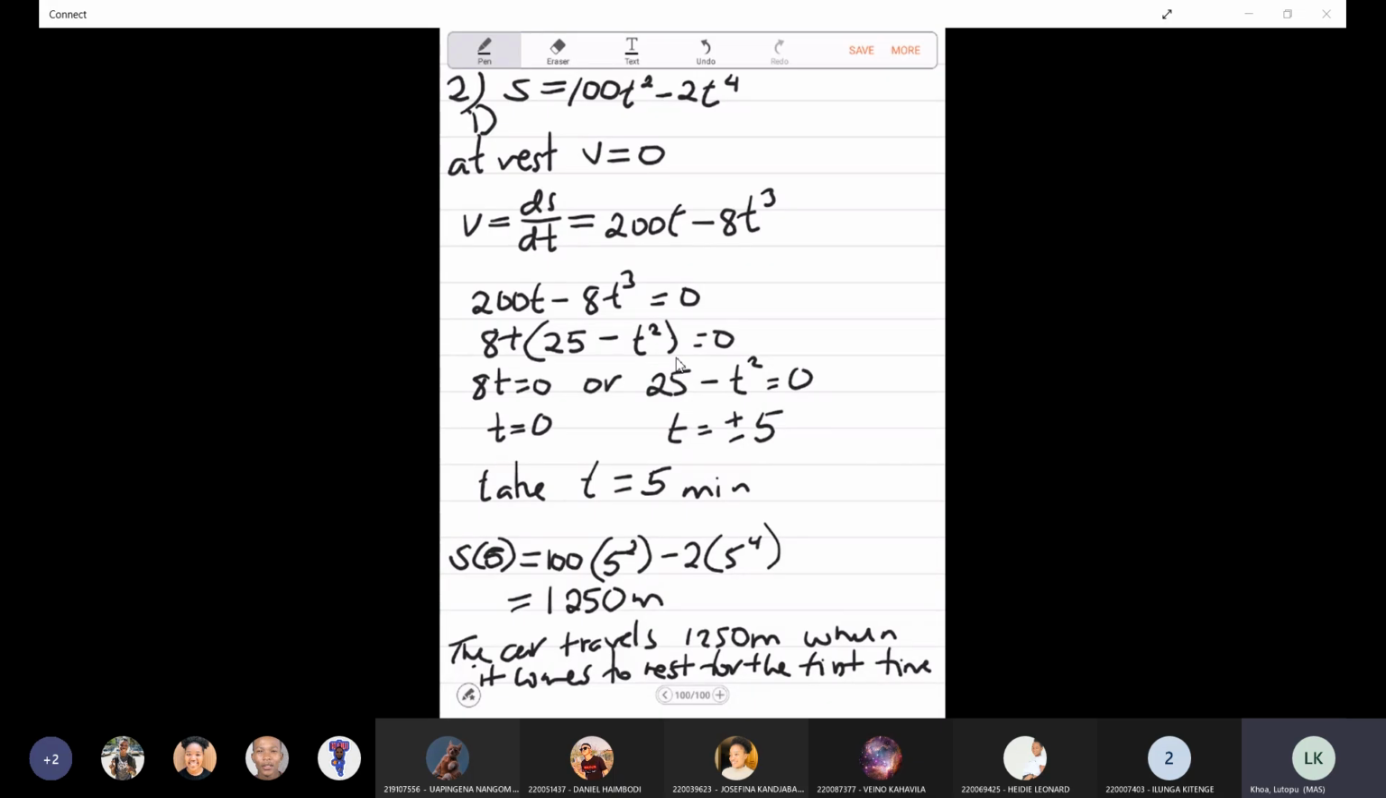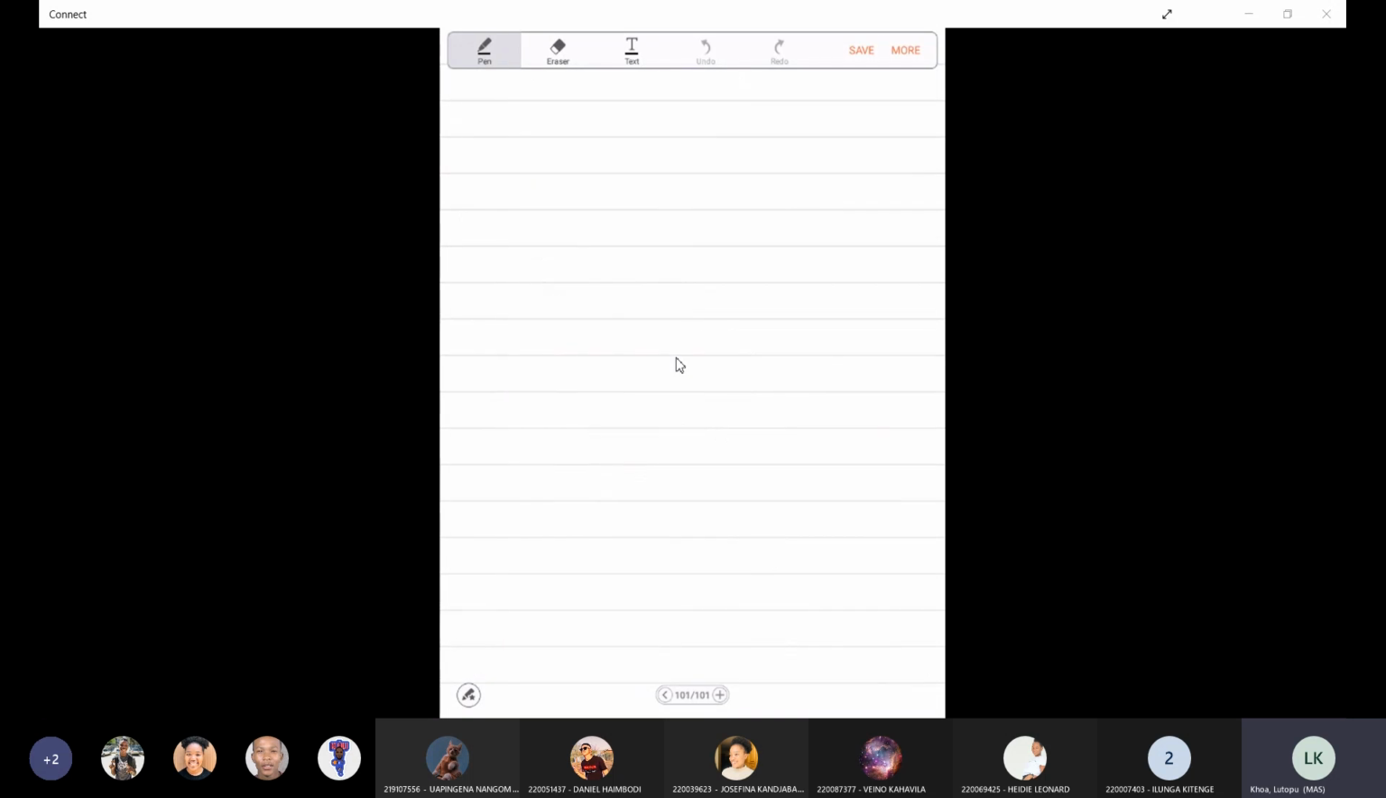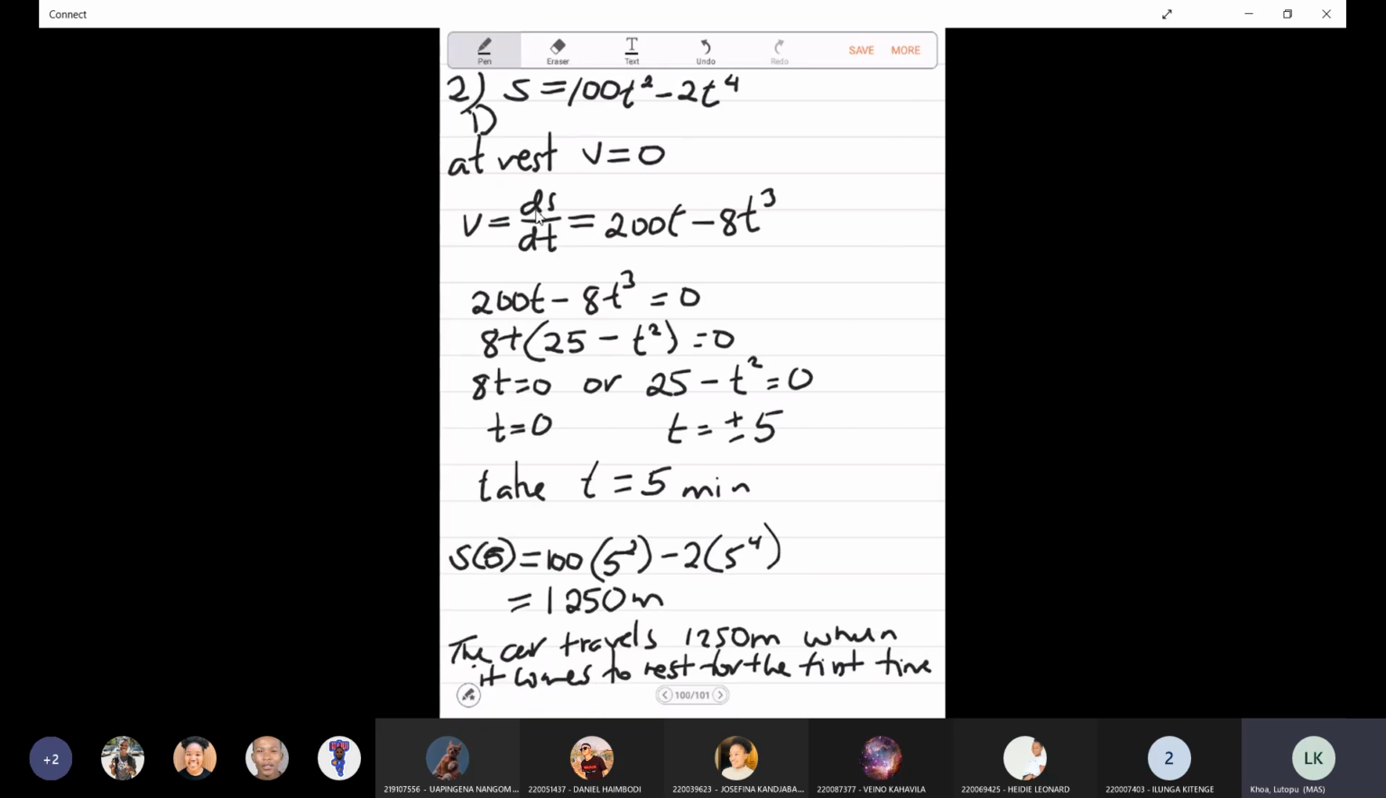Then part 2, what is the maximum speed? So for the maximum speed, you need to remember we get the maximum of something by differentiating, equating to 0, and then going back and solving to get the maximum. So what we need is the derivative of velocity with respect to time, which is also the acceleration. So dv dt, where is our v? V is here, so we differentiate this, we get 200 minus 24t squared.